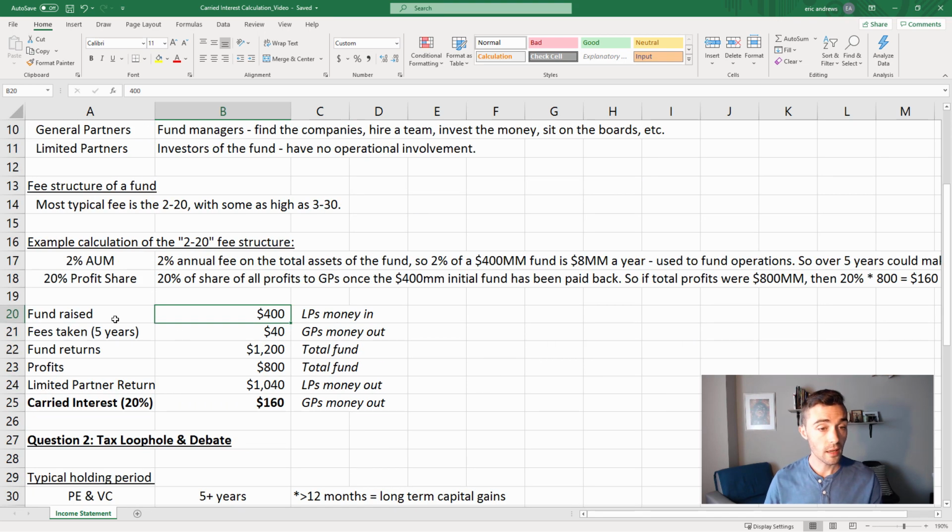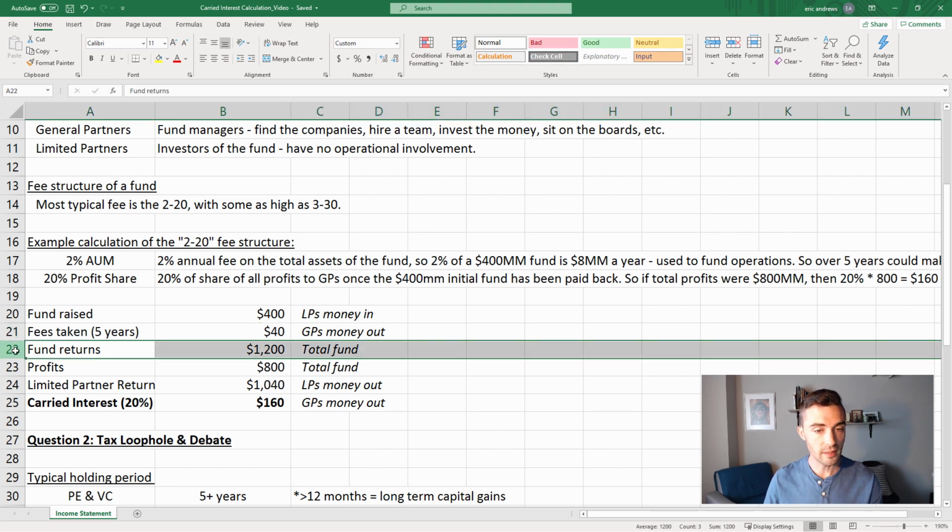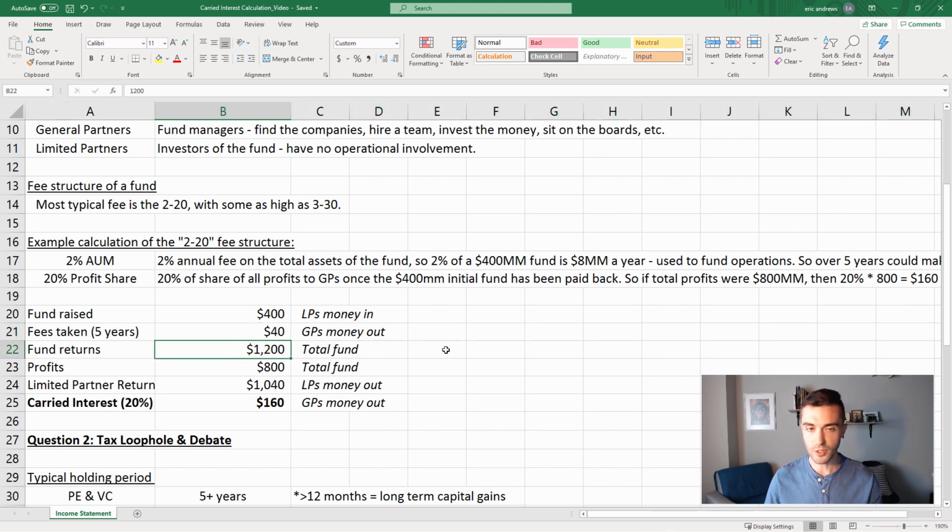So let's say the GPs raise this fund, 400 million, the LPs put the money in. Over 5 years, they're taking a 2% asset under management fee each year. So they collect 40 million as they're basically investing this fund. So let's say at the end of 5 years, and 5 years would be pretty short. Usually funds are invested in businesses for as long as 10 years or sometimes even more.